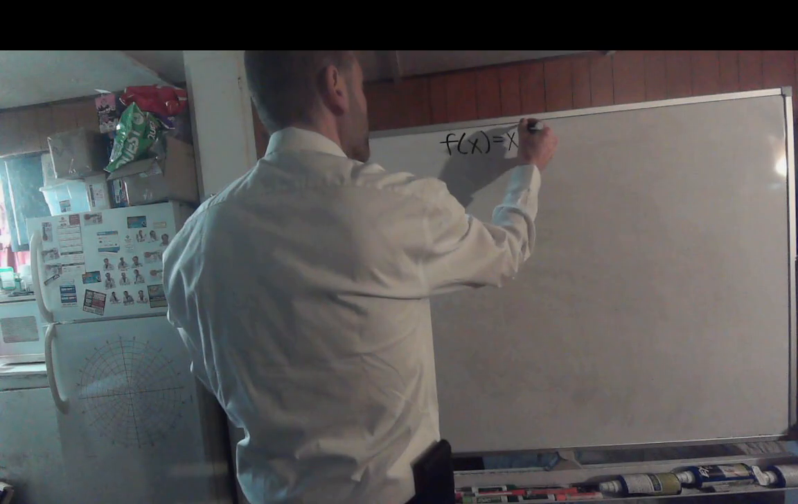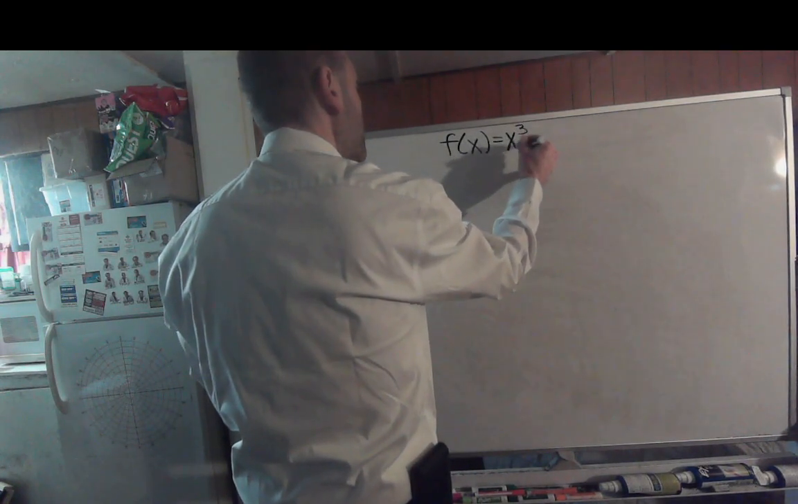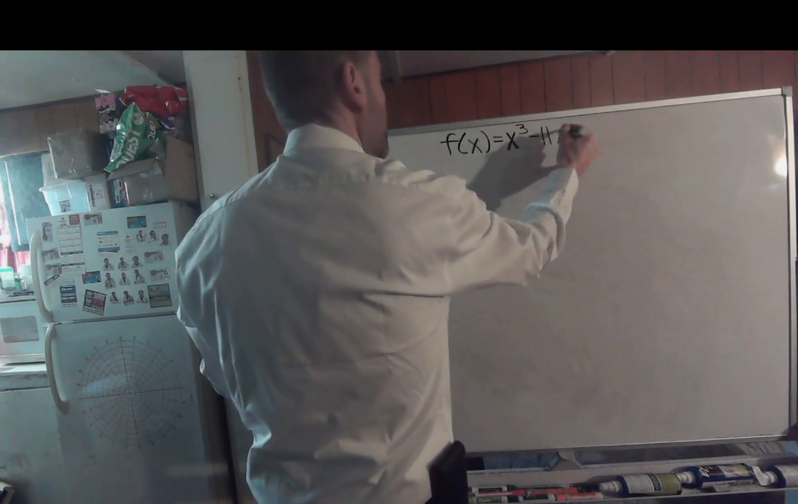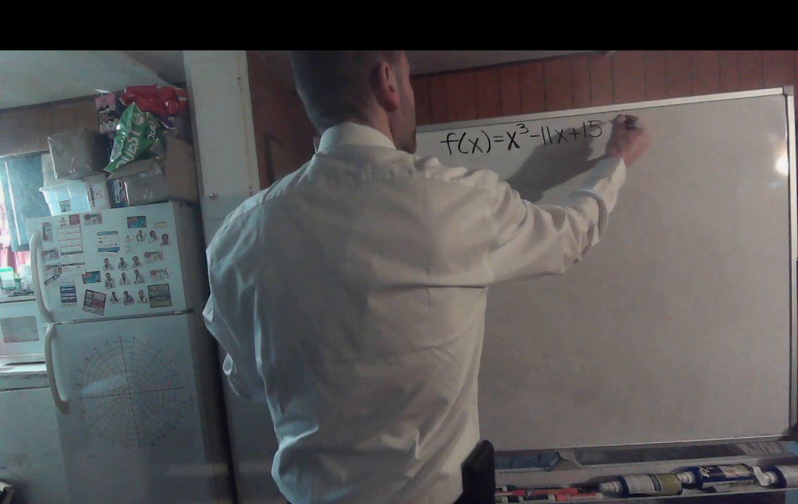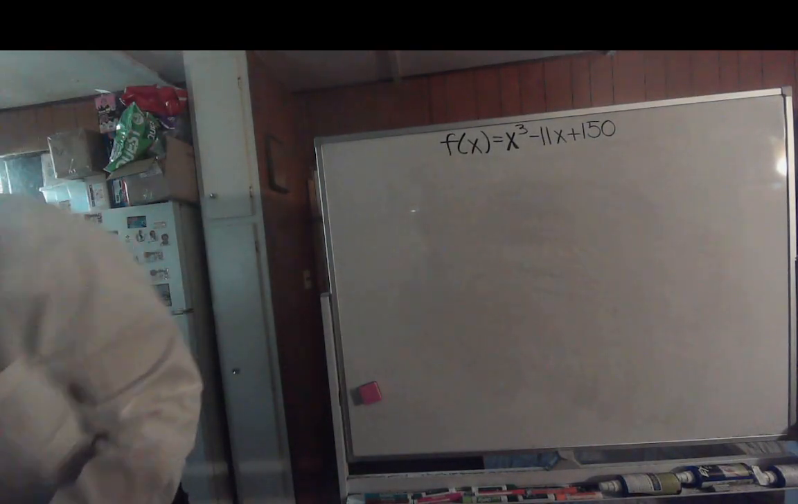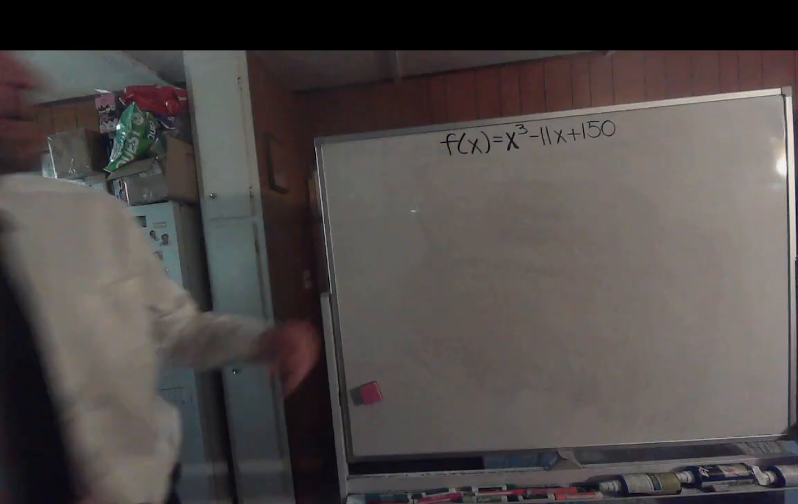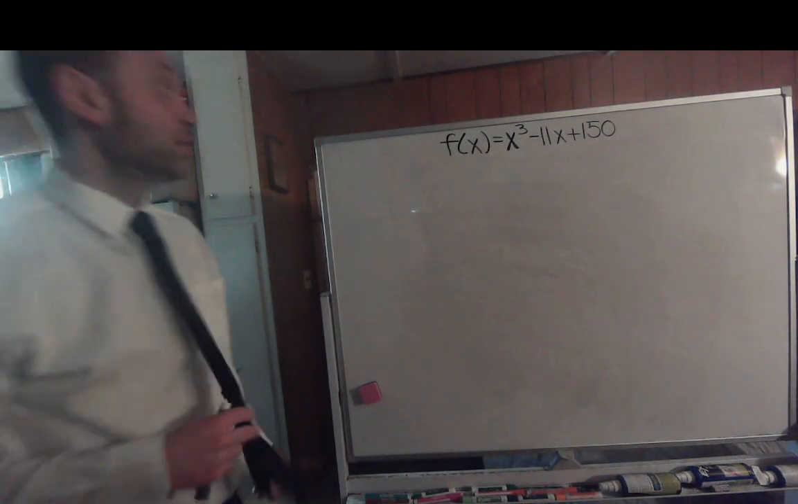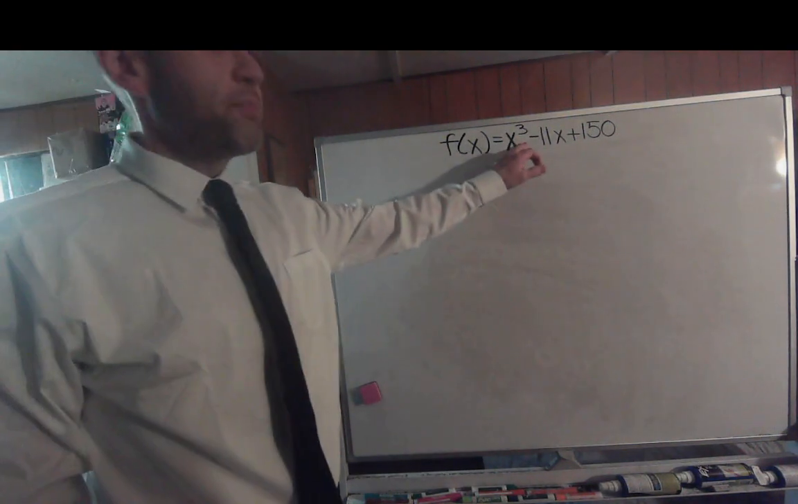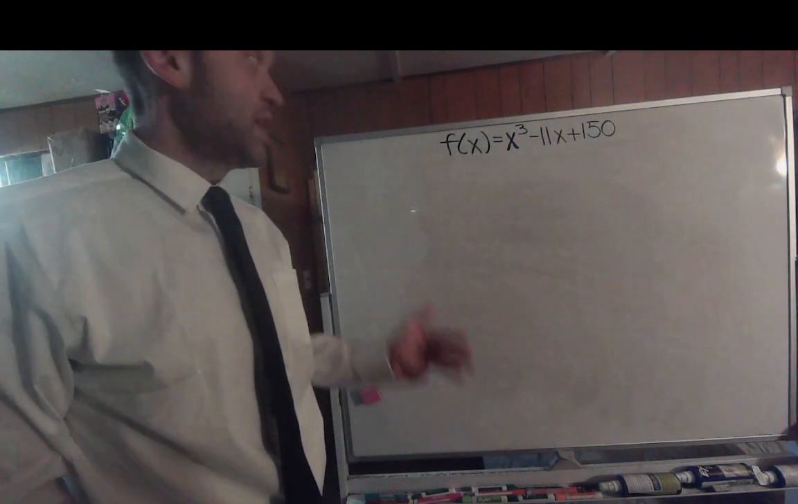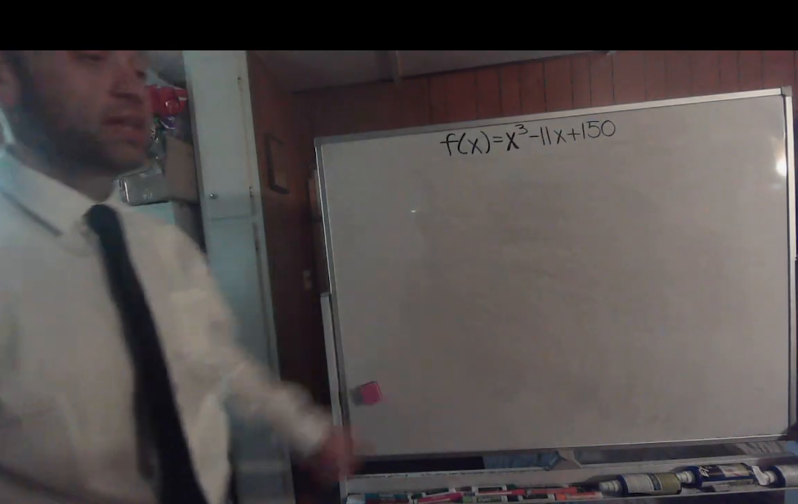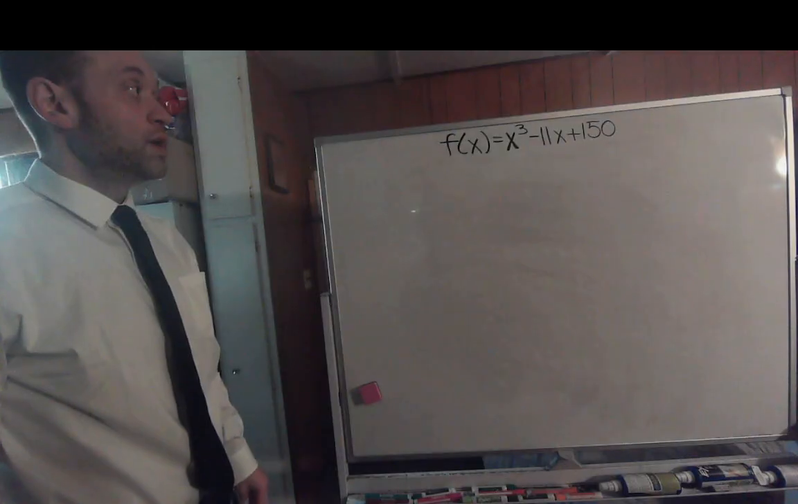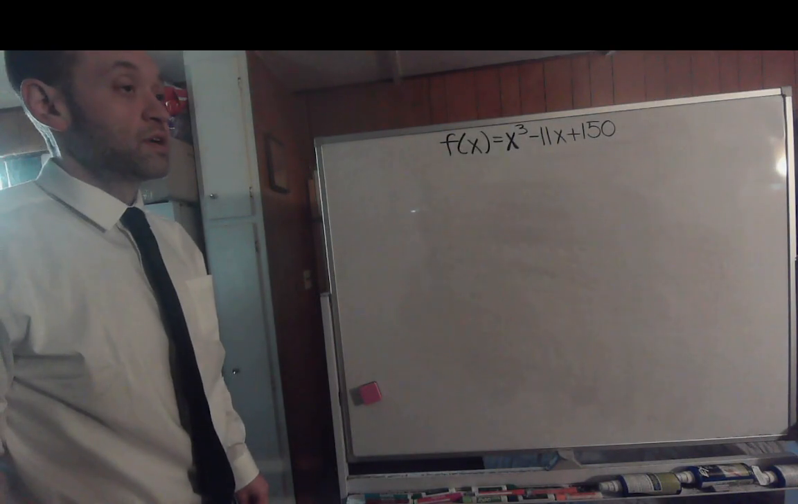So we have x to the third minus 11x plus 150. So yes, f of x equals x to the third minus 11x plus 150. Am I seeing that right? Yeah, it's just odd. Okay. Well, we have a third degree polynomial, which still tells us we should have 3 solutions in the complex number system. Well, it definitely isn't going to factor.